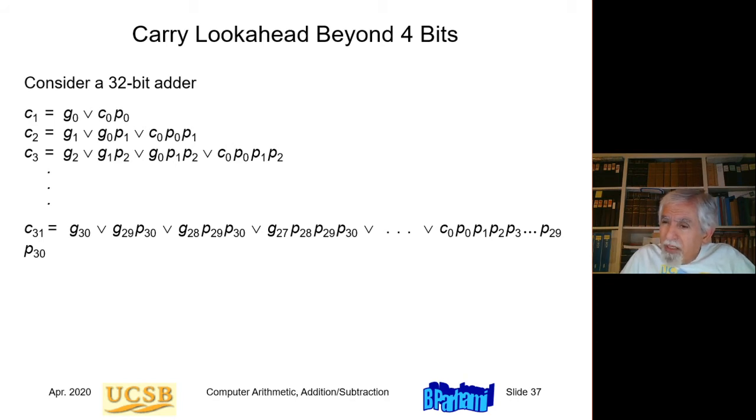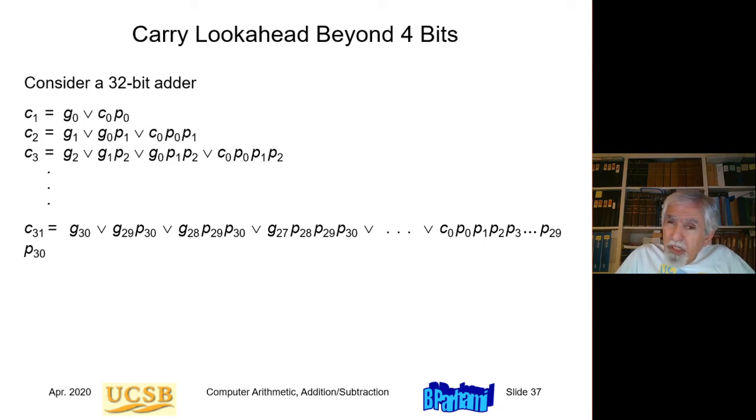This delay is more than a gate. And then we also have a 31 input OR gate. So a lot of hardware is used in computing C31. C1, C2 are simple, C3 is simple, but as we go towards the higher index carries, the circuit gets more and more complicated, and also will have more and more delay.